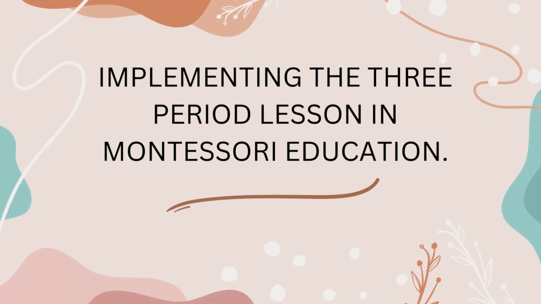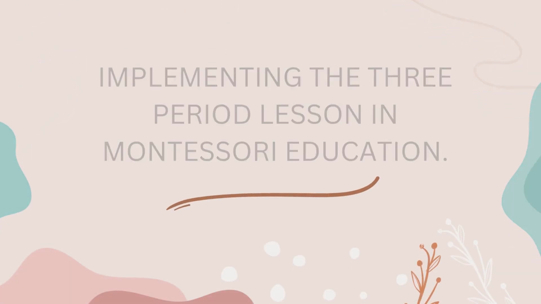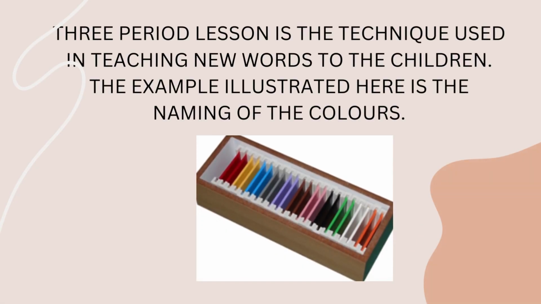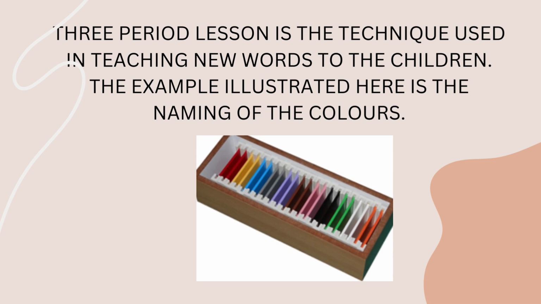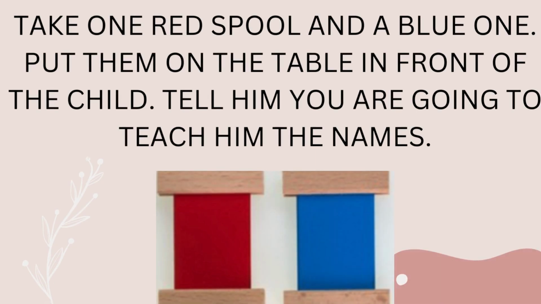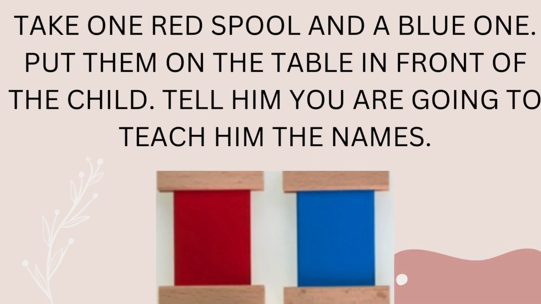Implementing the 3-period lesson in Montessori education. The 3-period lesson is the technique used in teaching new words to the children. The example illustrated here is the naming of the colors. Take 2 contrasting color spools, such as red and blue, from the color box.